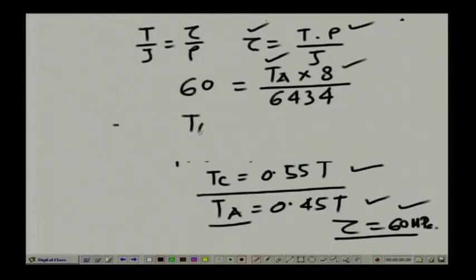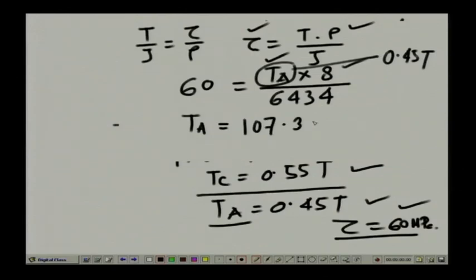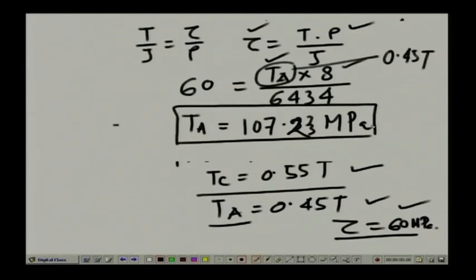From this the value of T_A comes out, and T_A, as we have seen, is equal to 0.45 times T. So, if we substitute that, this gives us a value of T as 107.23 Newton meter. Now, this is the value of the twisting moment from the part AB. Now, let us see the value of the twisting moment from the part BC.